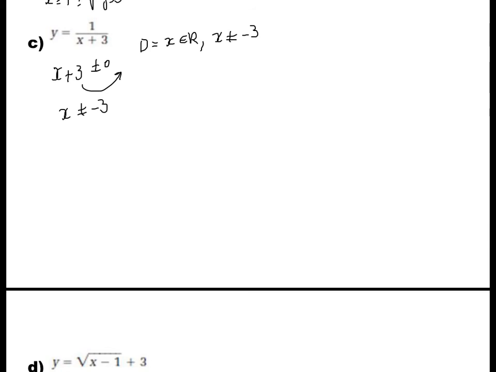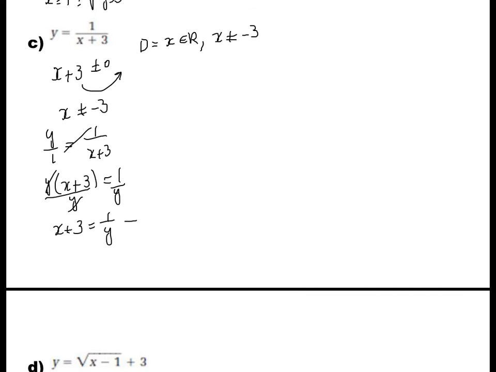Now for the range, we are going to solve for x. We are going to write the equation as y over 1 is 1 over x plus 3. Cross multiply, 1 times 1 is 1, and (x plus 3) times y is y times (x plus 3). Now we are going to divide both sides by y. We're going to get x plus 3 is equal to 1 over y, or x is equal to, if you move 3 to the right, 1 over y minus 3.